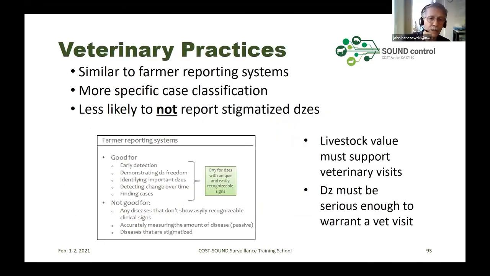Veterinary practice surveillance is similar to farmer reporting. It's more specific, so veterinarians are better at differentiating the causes of disease. It's less likely to be affected by stigmatized diseases. Again, the livestock must be of value to support the veterinarian coming to see the disease, and it must be serious enough that the farmer also wants to call the vet.